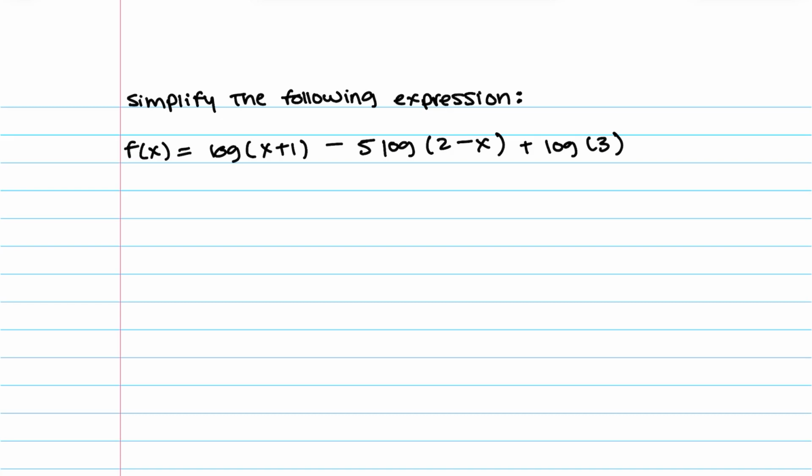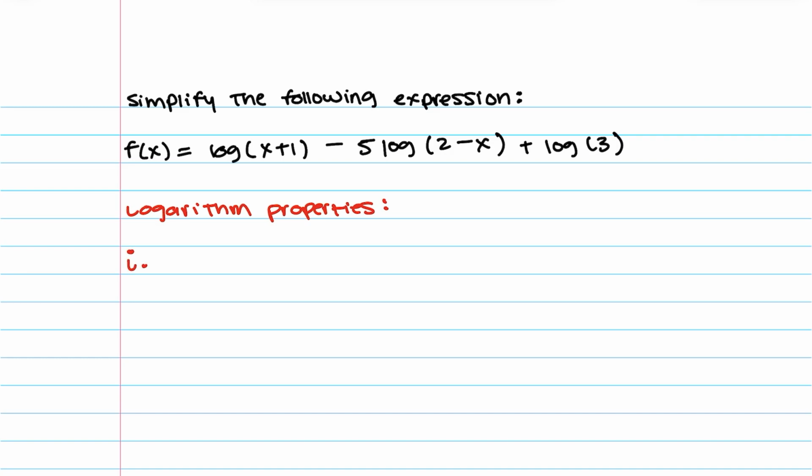f of x is equal to the log of x plus 1 minus 5 times the log of 2 minus x plus the log of 3. Now, what we want to go ahead and achieve is simplify this expression to only one term. And so before we actually jump into that, let's write out the logarithmic properties that might be useful in simplifying this expression down.